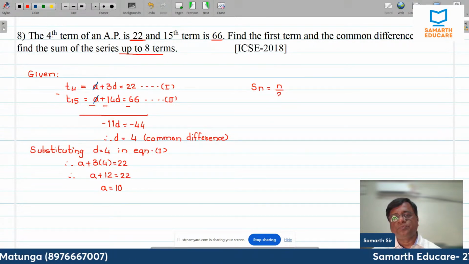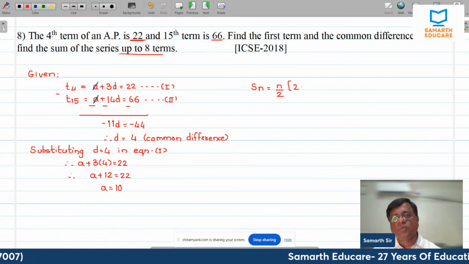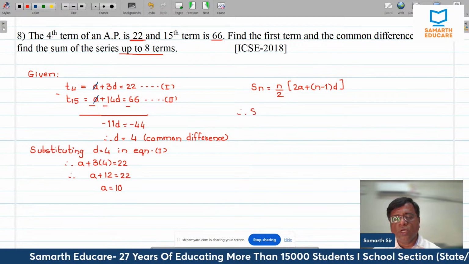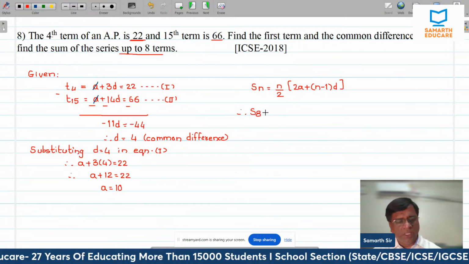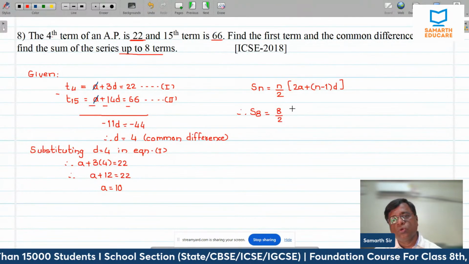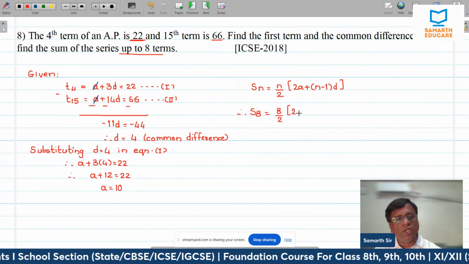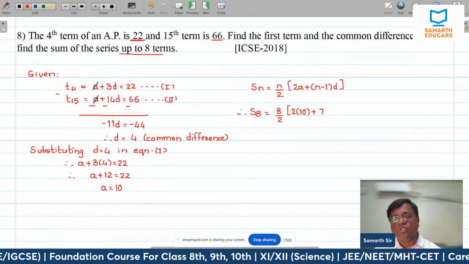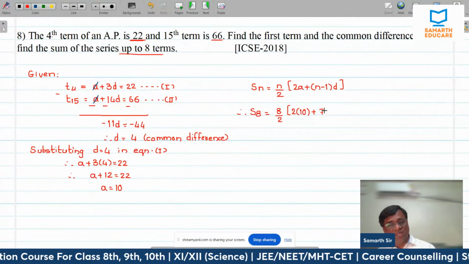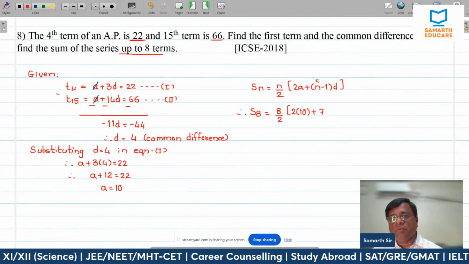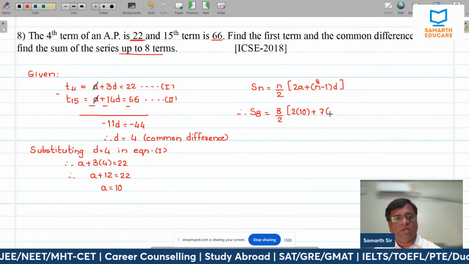n upon 2 into 2a plus n minus 1 into d. ठीक है, अब आदत अगर हो गई है तो S8 विल बी, n का वैल्यू 8 है तो n अपॉन 2 is 2 into a is 10 plus 8 है तो this will be 7, n minus 1 is 7. Okay, 8 minus 1 which is 7, and d का वैल्यू मेरे पास है 4.